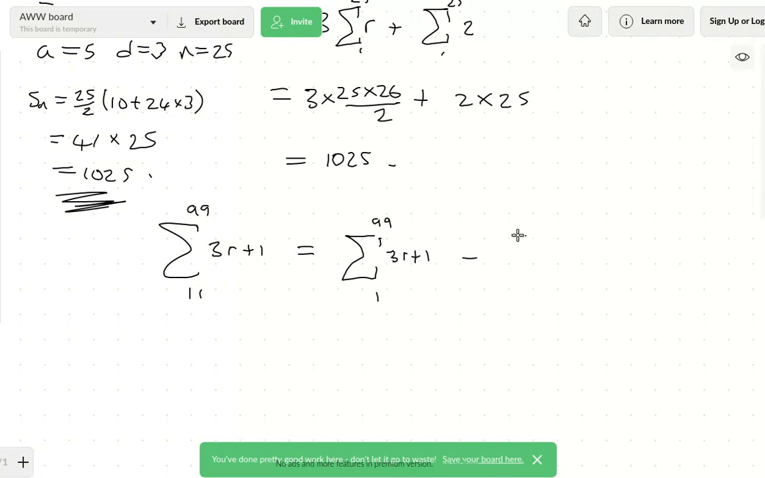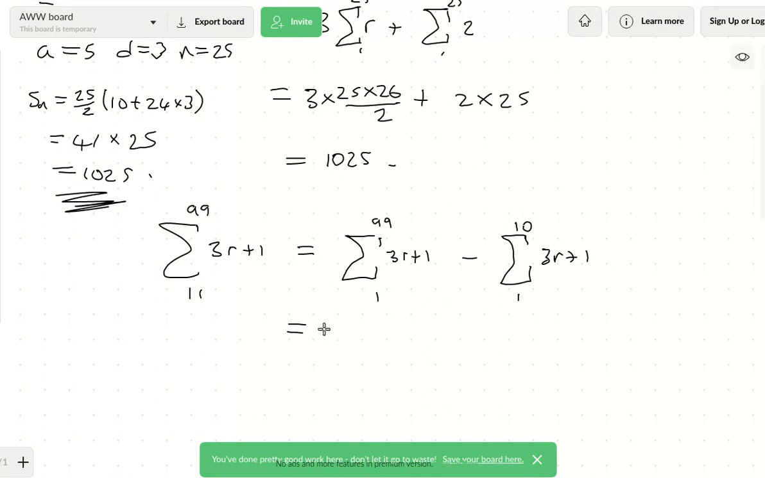And then minus, now people often get this wrong, but you really should go from 1 to 10, not to 11. Most people write 11 there, but it's up to 10, of 3r plus 1. The reason why we don't write 11 there is because we need the 11th term in the sequence. The 3 times 11 plus 1, that is part of our sequence, so we don't want to take it away.